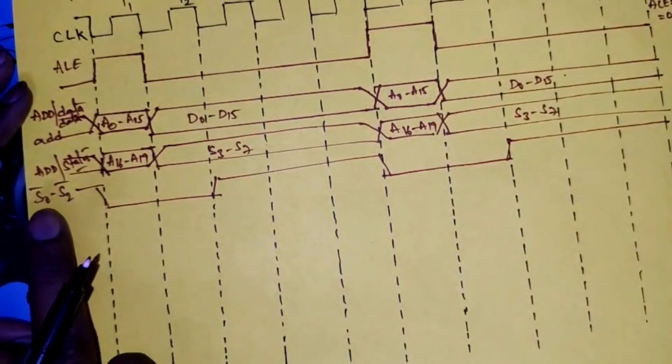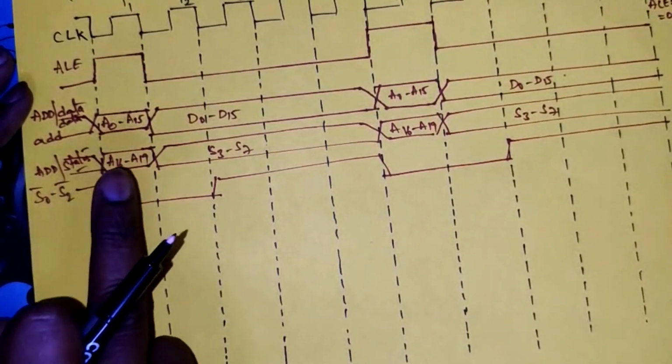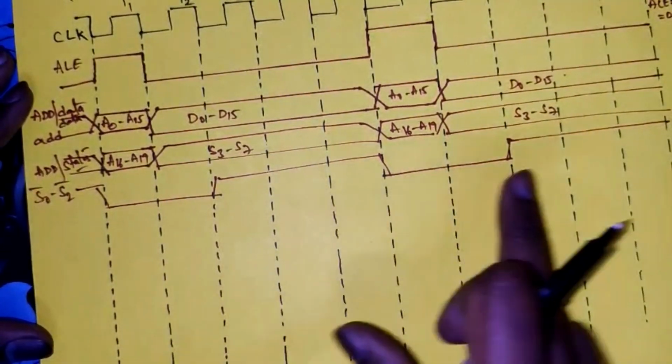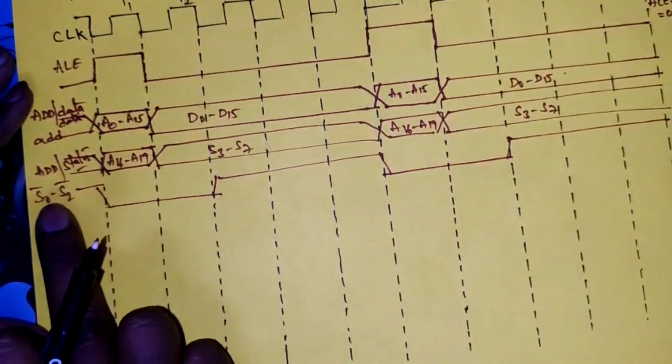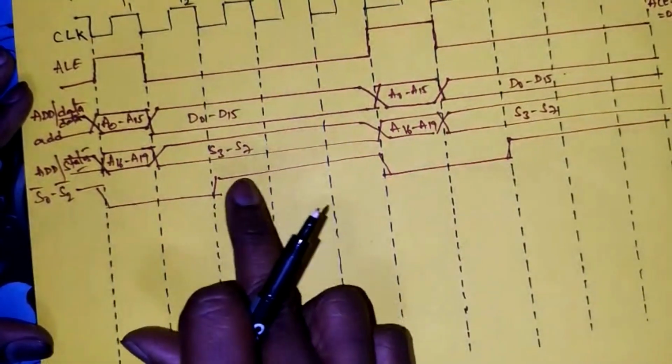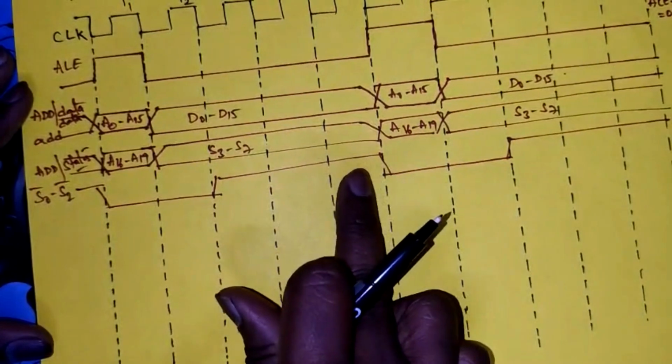I am summarizing here. During T1 and T2, S0 to S2 bar are active, and in the remaining cycles they are inactive. Active means these must be at logic low, and inactive means these must be at logic high.